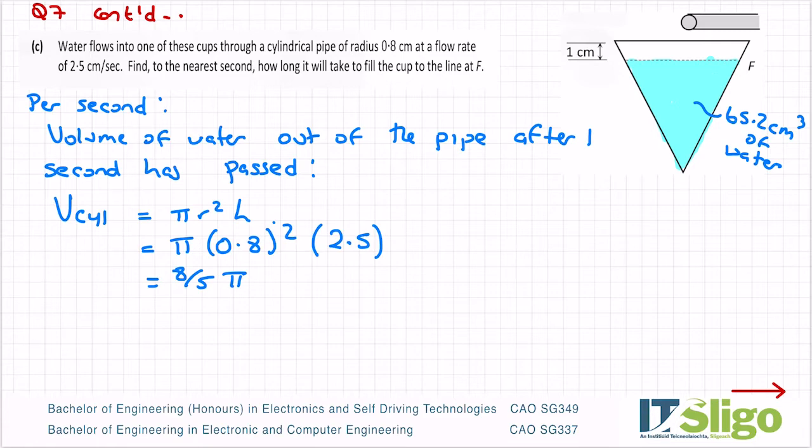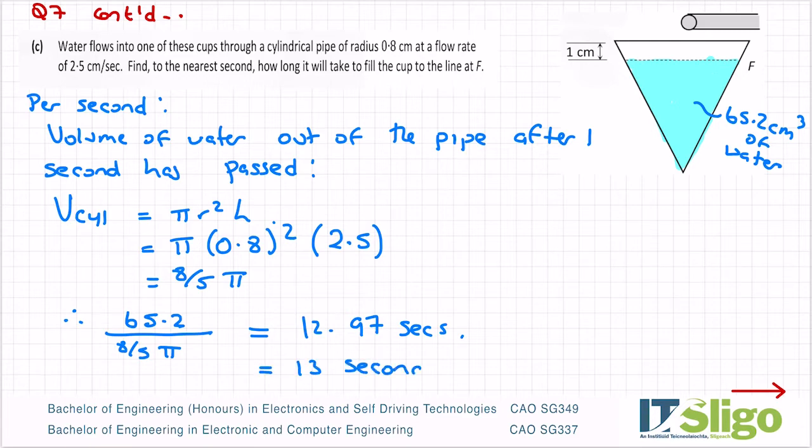So that's how much water I'm getting every second, in centimeters. Therefore, if I take the volume that I need and divide it by how much I'm getting after 1 second, so 65.2 divided by the answer in the calculator, I get 12.97 seconds to fill that cup. So to the nearest second, 13 seconds.